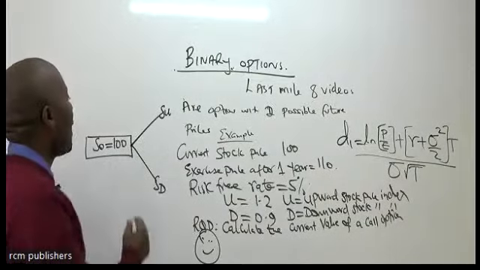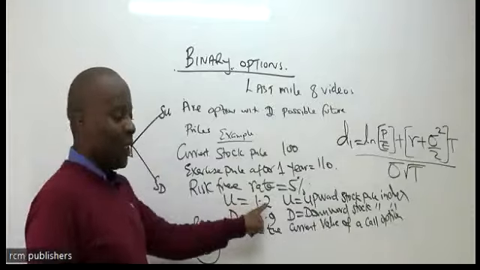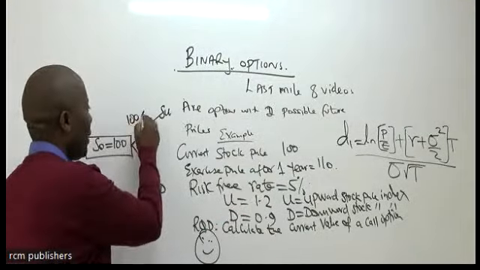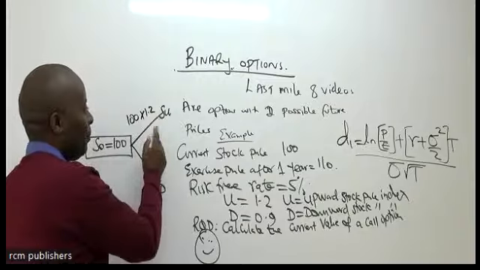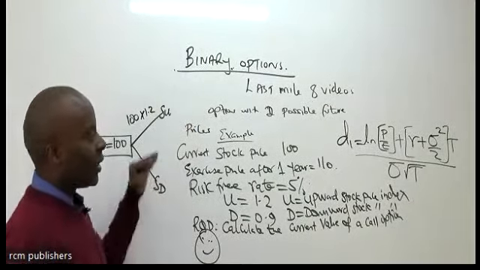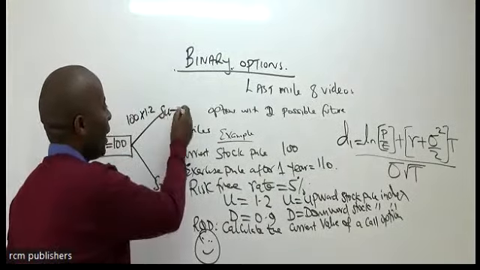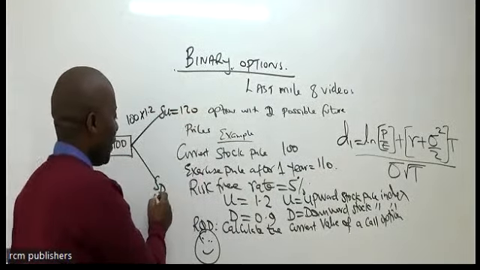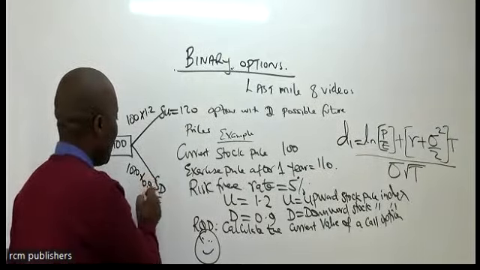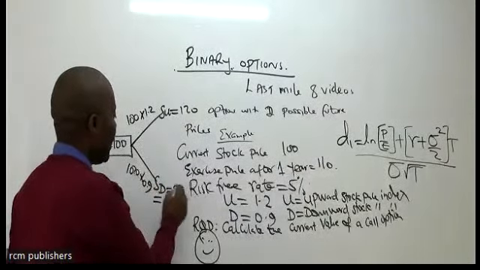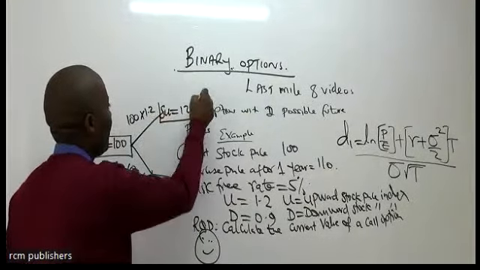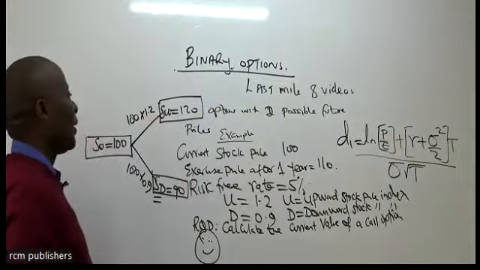For S upward, they have given us the upward index. You take the index and multiply it with this, so it will be 100 times 1.2. The stock price, if things are looking north, will be 120. Then S down will be 100 times 0.9, which gives me 90. Put them in boxes, like that.